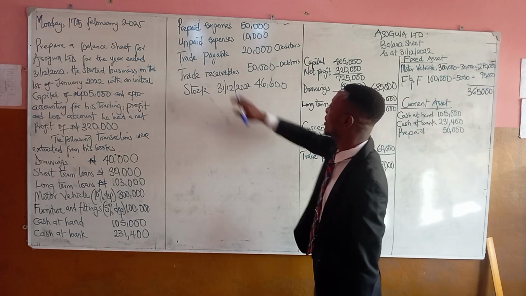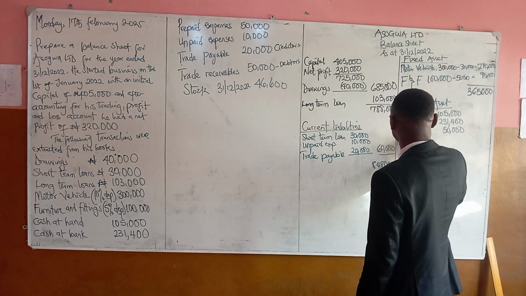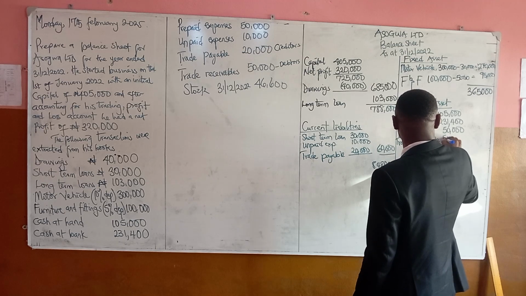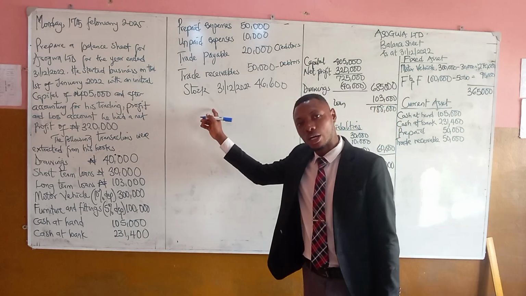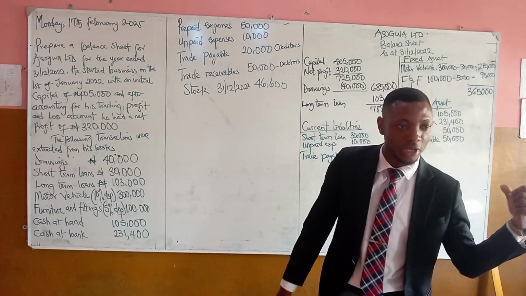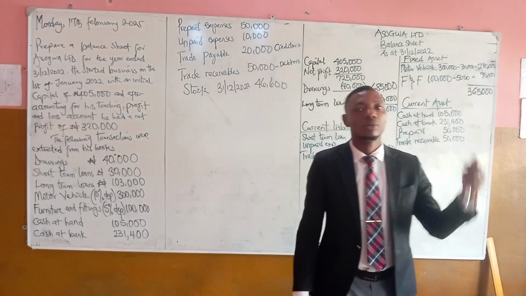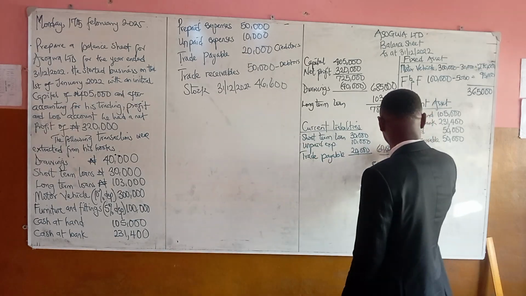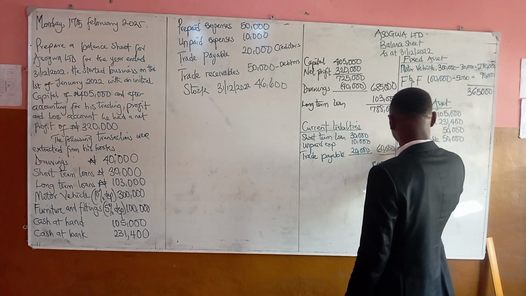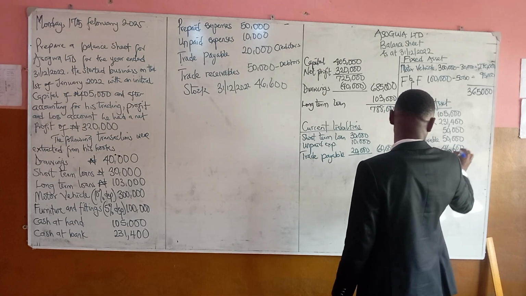Trade receivable, which is our debtors also. Trade receivable. How much? 50,000. Then the next one is what? Stock. Our closing stock. Do we post opening stock here? No. Where does the opening stock go to? Trading and profit. Wonderful. So our closing stock. 46,600. So we add.